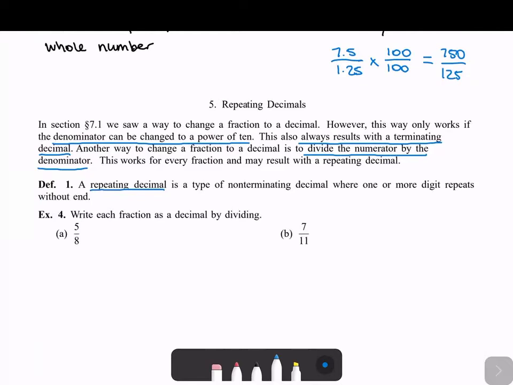For example, things like pi, right? 3.14159, and it just keeps going. So that's an example of a non-terminating decimal that's also non-repeating. There's no pattern to pi, and that's why mathematicians are so interested by it. It goes on forever, but there's no pattern here.